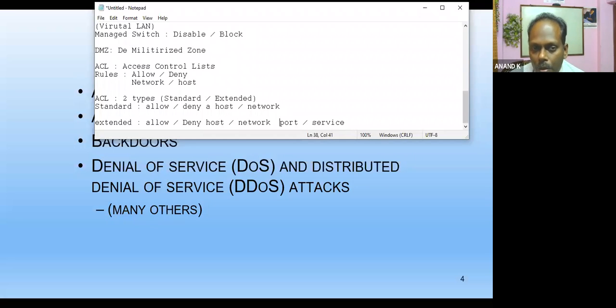You have a little bit more. Here, in standard, all the services are denied if you say a deny rule. If you say allow, then everything is allowed.